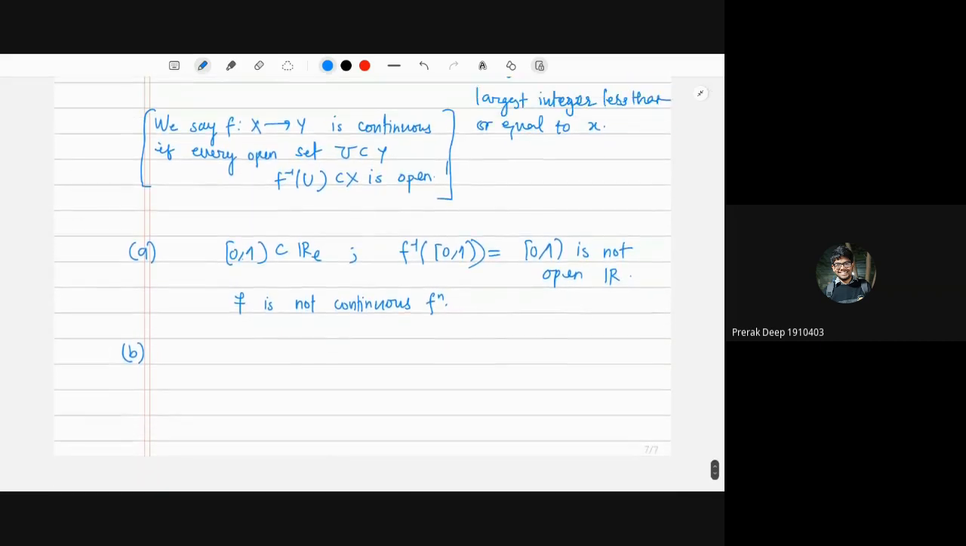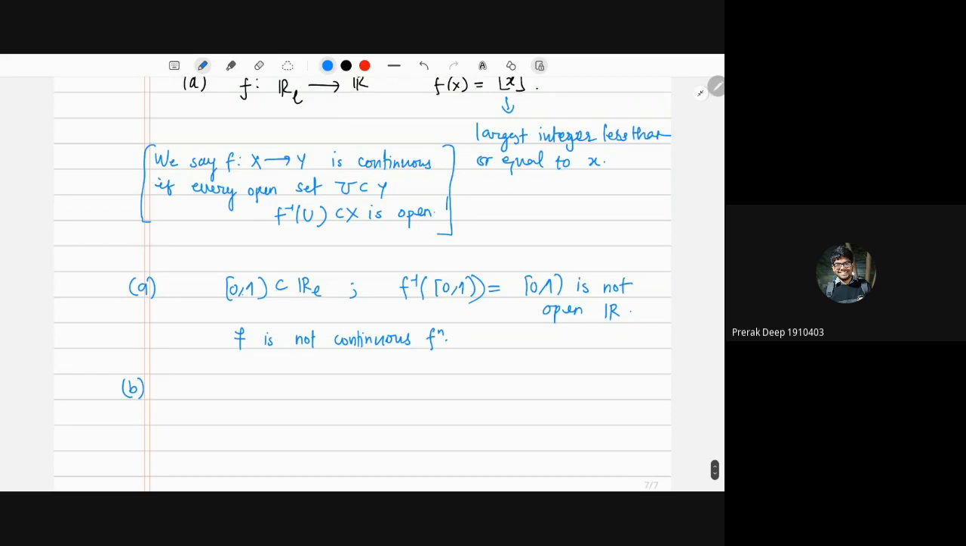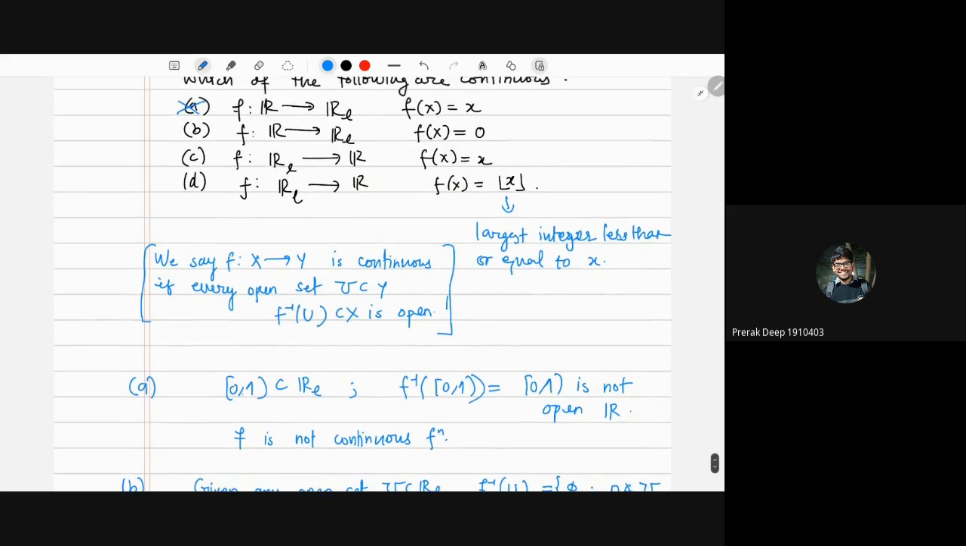Given any open set U in R_L, if you consider the pre-image of U, it will be either empty or the whole of R. Why? Because it will be empty if 0 does not belong to U, and it will be R if it belongs to U, because it is a constant function.